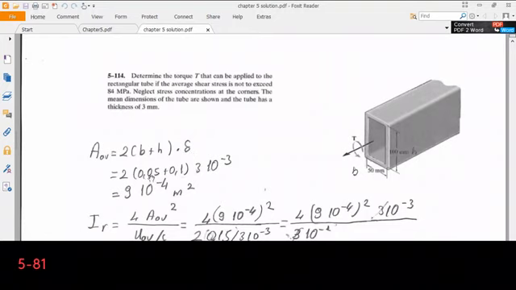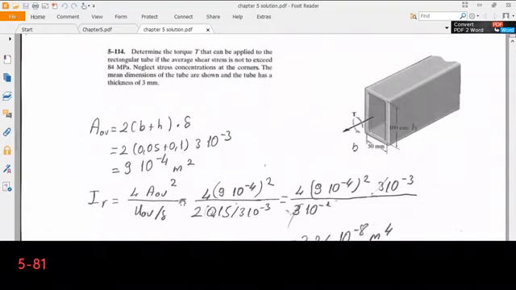We apply a torque. First, we are going to calculate the average area. Average area is circumference multiplied by the thickness. Thickness is shown by the delta, and it is given as 3 millimeters. So 0.02 times 0.05 plus 0.1 multiplied by 3 10 to the power minus 3. From here we can find the average area as 9 10 to the power minus 4 meter square.